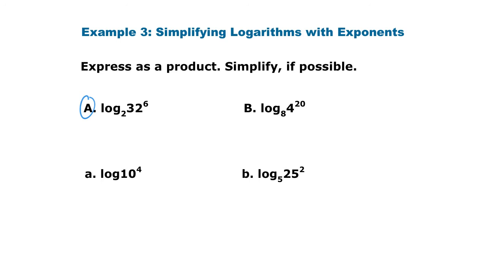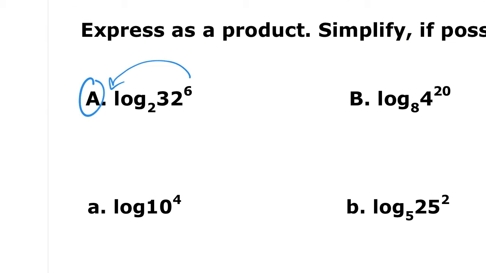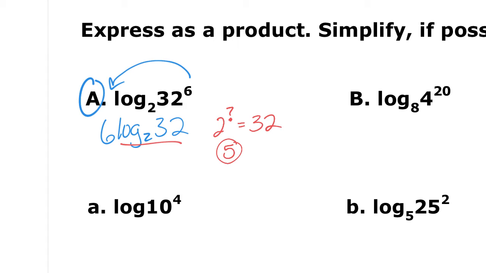Starting with our first example right here, we're going to take our exponent and put it out front. So it's going to be 6 times log base 2 of 32. And then I'm going to simplify. So I'm looking at this part right here, and I'm thinking 2 to what power is 32, and if I do a little trial and error, I'll see that 2 to the 5th power is 32.